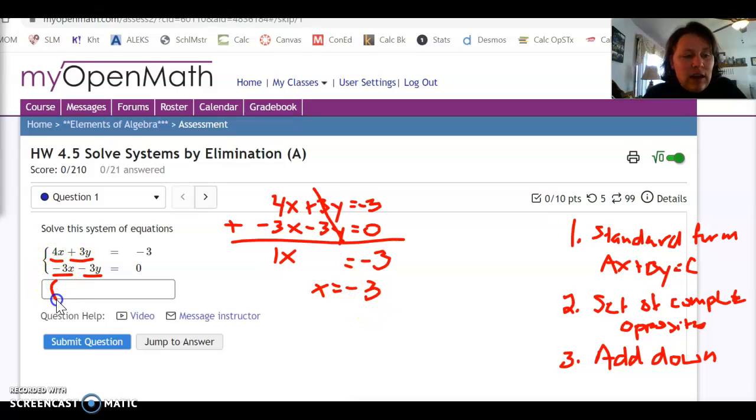We can actually write that in if you want. So we can put negative 3 in here, and now we need to solve for y. So step 4 is to solve for y, or the other variable, I guess we should say. Solve for the other variable.